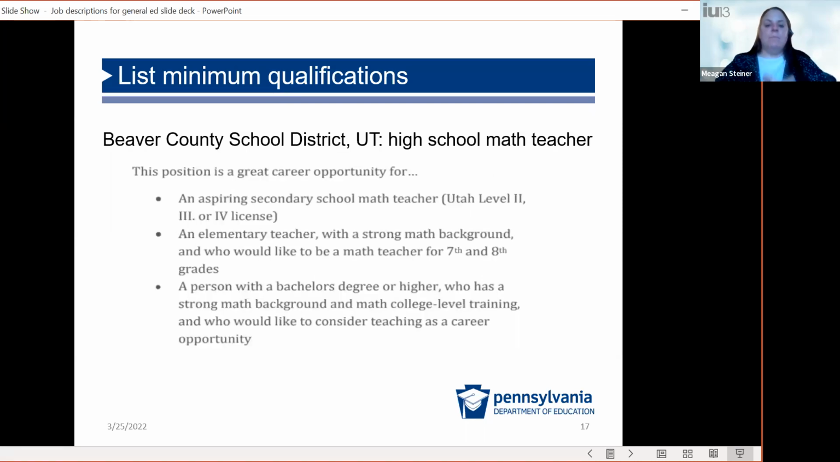So here's an example. This is from one of those brochures from Utah for the high school math teacher. And just wanted to point out, of course, this is Utah specific, but they are clear about who they are willing to hire, what types of certifications. You might have a certification for a different grade level. You might need an emergency certification, etc.